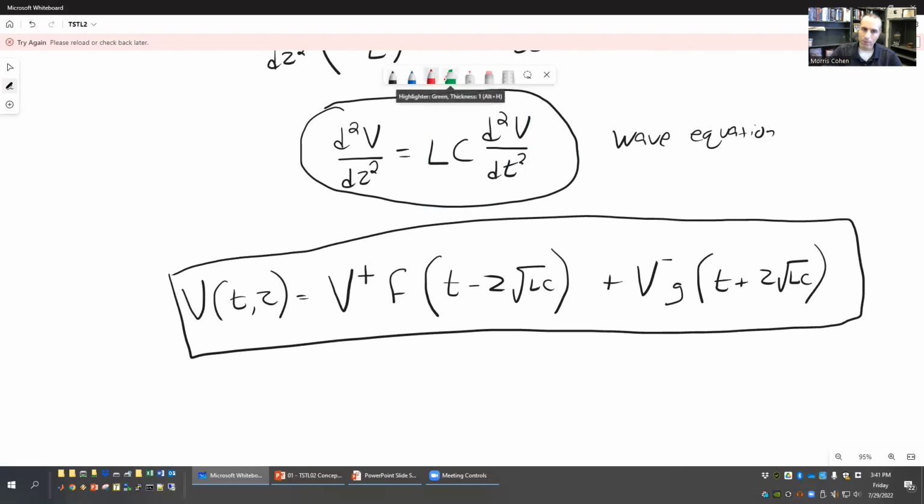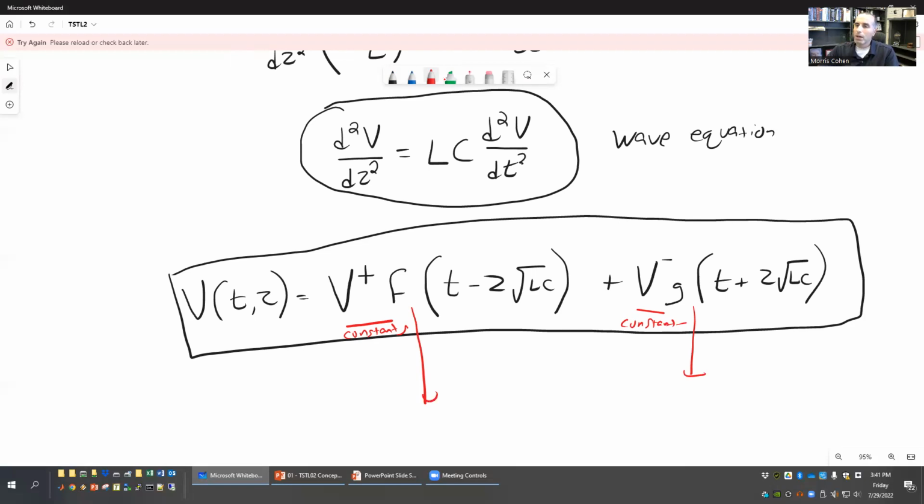Now let's take a look at this and describe what it is. Let's break it down. V positive and V negative are constants, right? 5, 12, 36. They're just constants, so don't pay too much attention to that. F and G are going to be functions. They are the shape of something.